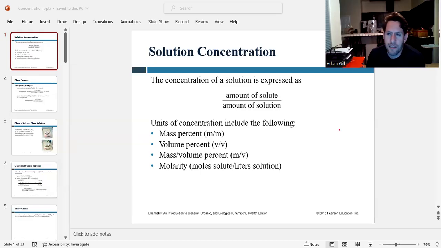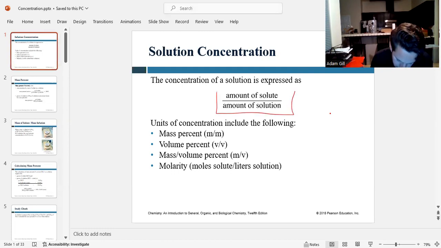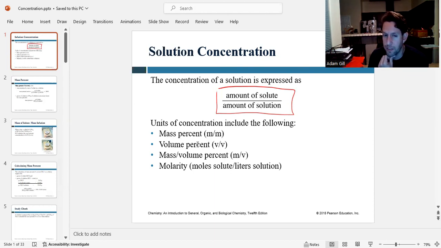Hi, everyone. In this lecture, we're going to be talking about concentrations. So concentration refers to the amount of solute divided by the amount of solvent. So how many particles are in your solution? And we have four different ways of expressing concentration that we're going to be looking at today. We can express concentration in terms of mass percentage, volume percentage, mass to volume percentage, and molarity.